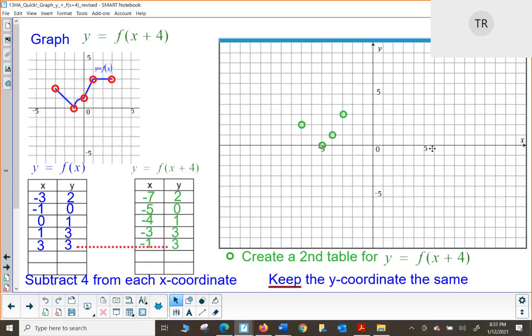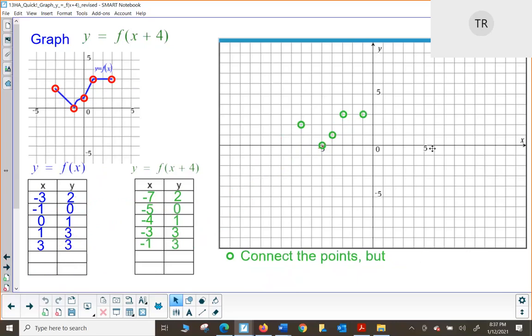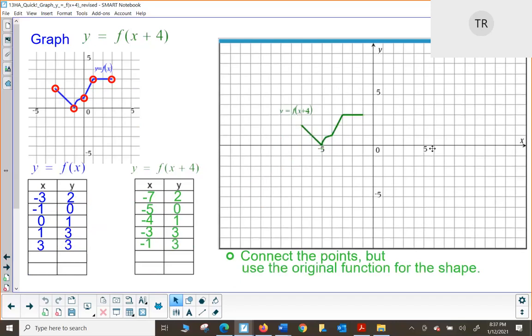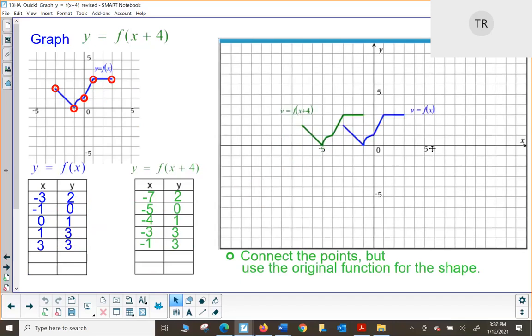Once I have all the points, I need to connect them, but I make sure that I use the original function for the shape so that I get straight segments where there are segments, curves where there are curves, and so on. So you go ahead and connect the points. And again, I always like to compare it to the original function and show that, again, it shifts to the left 4 units.